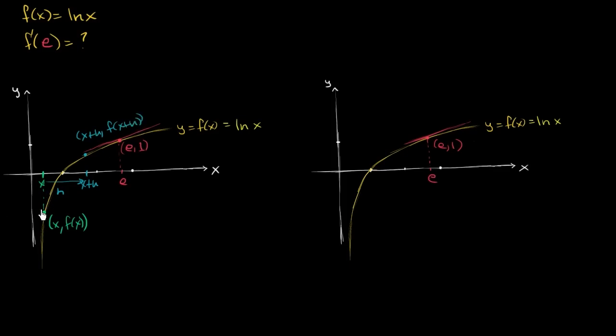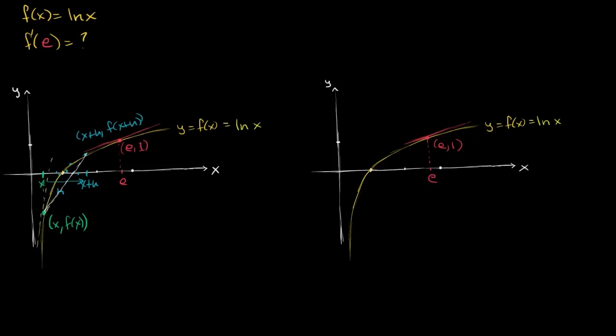Now, the whole underlying idea of the formal definition of the derivative is to find the slope of the secant line between these 2 points and then take the limit as h approaches 0. As h gets closer and closer, this blue point is going to get closer and closer to x, approaching it on the curve. And the secant line is going to become a better and better approximation of the tangent line at x.